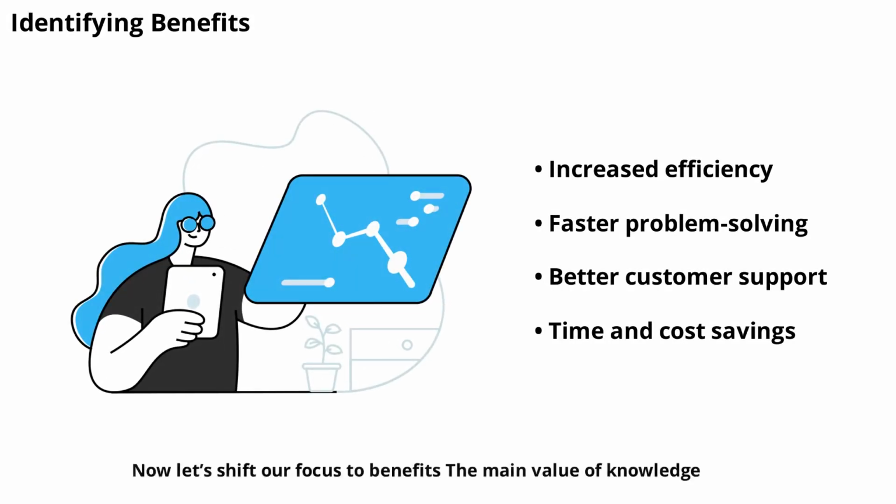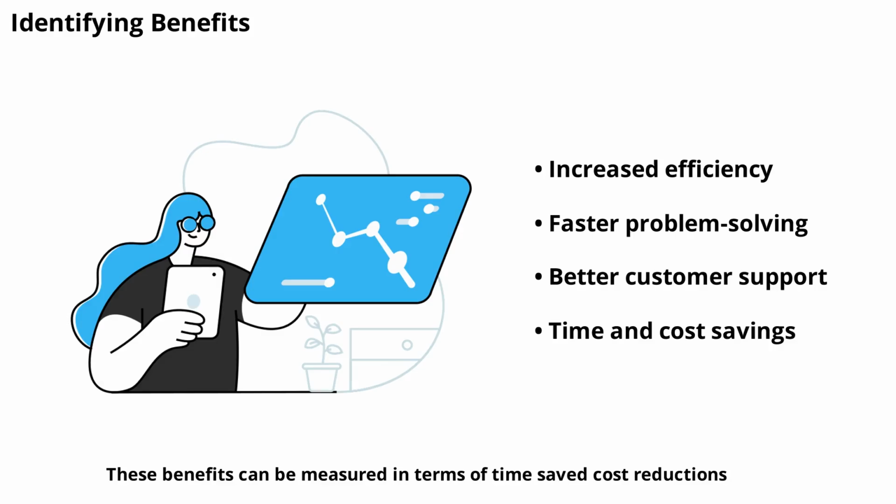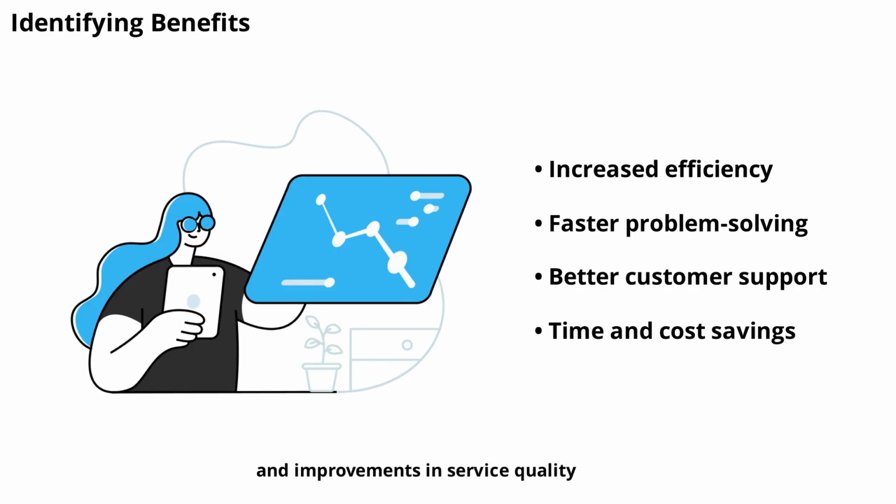Now, let's shift our focus to benefits. The main value of knowledge-based software comes from increased efficiency, faster problem-solving, and better customer support. Employees can find answers quickly, reducing time spent searching for information. Customers get faster responses, leading to higher satisfaction. These benefits can be measured in terms of time saved, cost reductions, and improvements in service quality. Quantifying these gains is key to a solid ROI estimate.